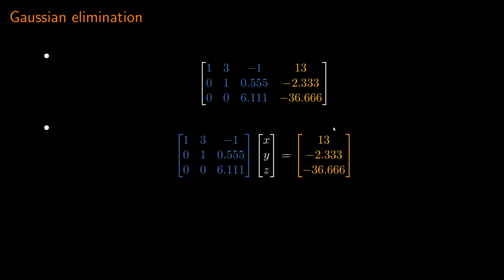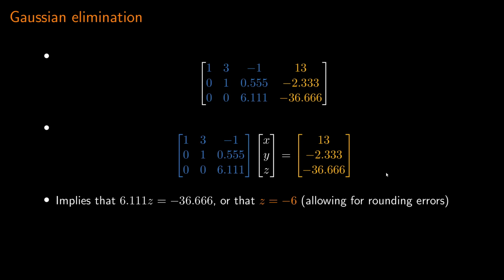In order to actually solve the system of equations, we separate this back out again into the form that we had at the beginning. So we take the elements in blue and we put those onto the far left of our equation, multiplied by our unknowns x, y, and z, is now equal to these yellow elements that we have over here. And what we can see immediately, if we look at the third row in here, we have 0 times x plus 0 times y plus 6.111 times z is equal to minus 36.6 recurring. So what that tells us is that 6.1 recurring z is equal to minus 36.6 recurring, and that therefore, of course, z must equal minus 6, allowing for rounding errors.